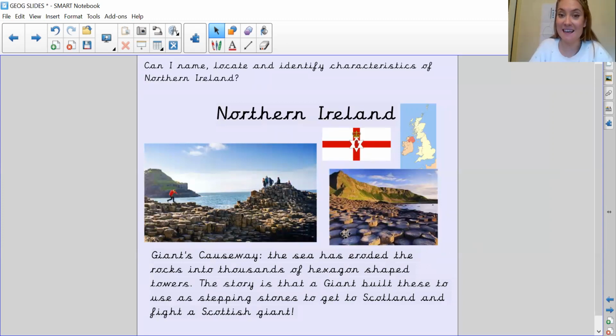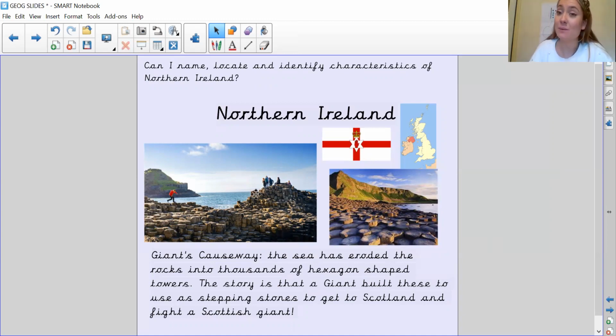Okay, and these pictures are of Giant's Causeway. Now, the sea had eroded, which means it took away lots of pieces of the rocks, and it made them into thousands of hexagon-shaped towers. Can you see them if you look very carefully? You can see their unusual shapes.